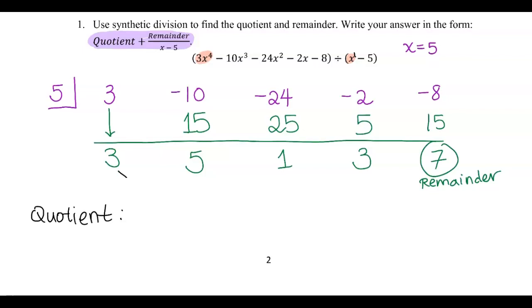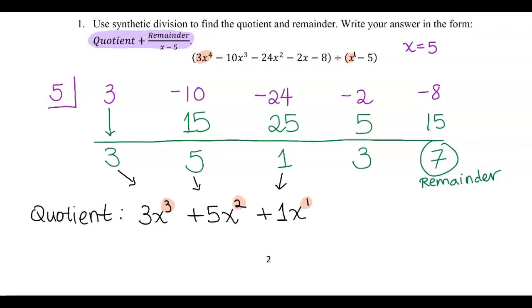Okay, I write the quotient. 3x to the 3rd power. Positive number, right? Plus 5x squared plus 1x. Notice I'm just going down by 1. Okay, you see what's going on here, right? And then lastly, plus 3. And I am done writing down the quotient. That is how you can write the quotient.